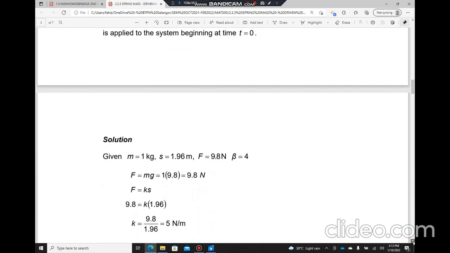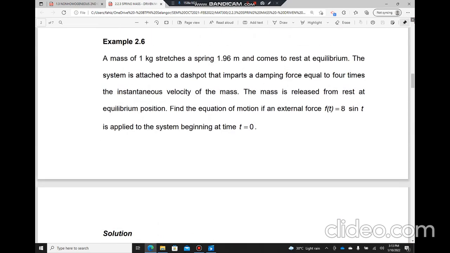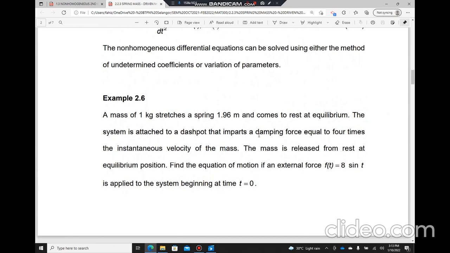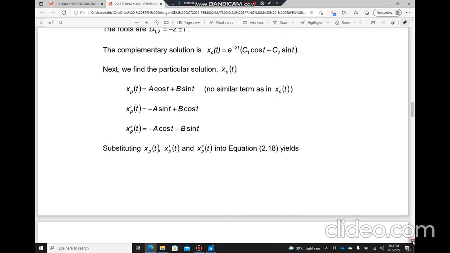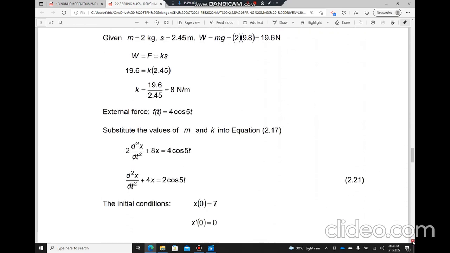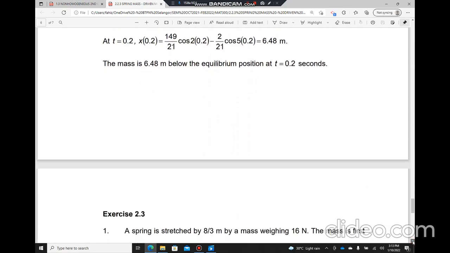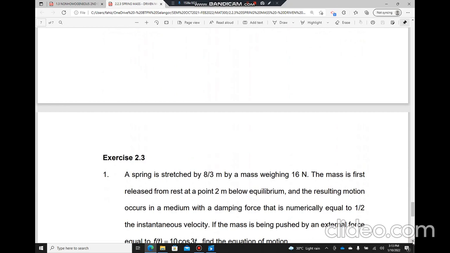Okay, so you can study the examples. Example 2.6 is with damping, and example 2.7 is an example without damping. Then solve the initial value problem. So that's all for spring mass. It means there are 3 types: undamped motion, damped motion and driven motion.